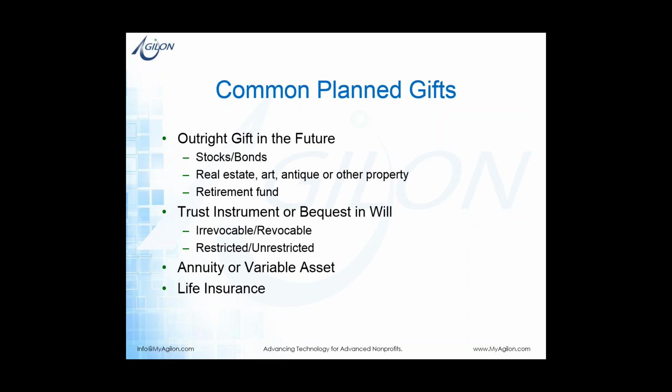And the third type, annuities and variable assets, meaning that there is revenue being generated from the planned gift at some point or during the donor's life, and then in some of these cases the assets can transfer to the charity after their death, but in the meantime the annuity stream or the value being generated by the gift is dealt with. And finally, life insurance, which, as you can imagine, is the benefits of the life insurance policy being the gift itself.